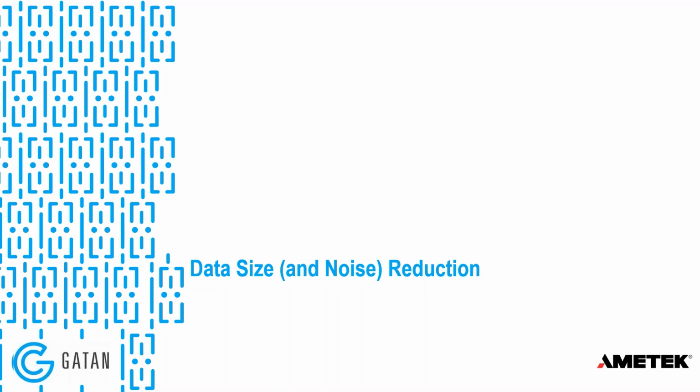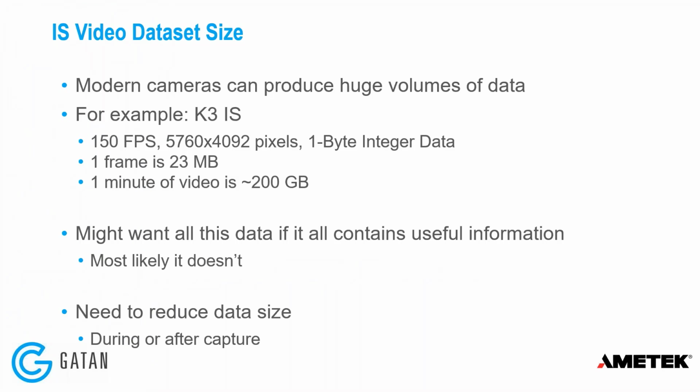And the first thing I want to talk about is processing data to reduce the data size and at the same time the noise. So modern in-situ cameras can produce huge volumes of data. So just as an example, the K3 IS, Gatan's latest camera, can produce up to 150 frames per second at the full resolution of the camera.